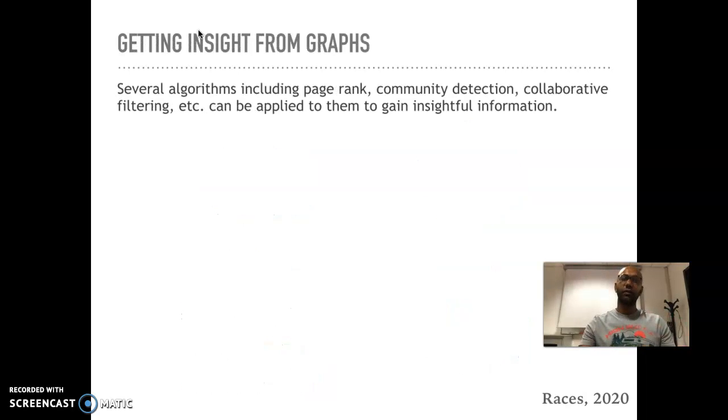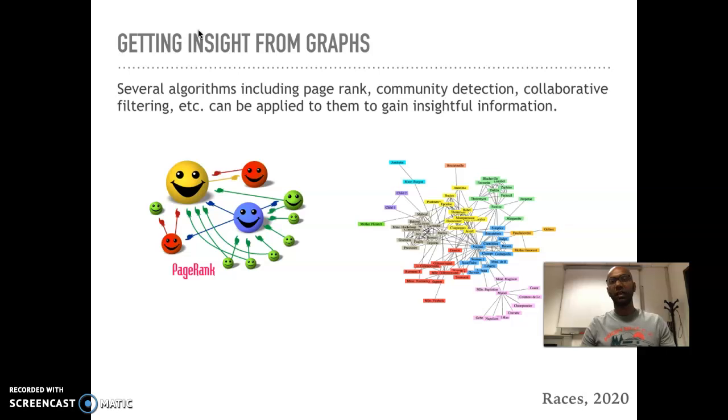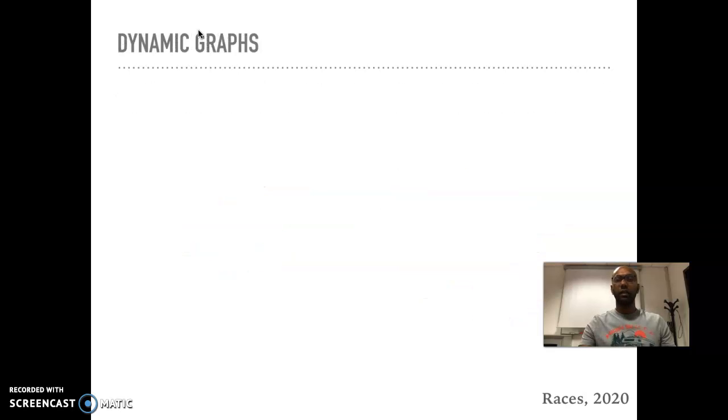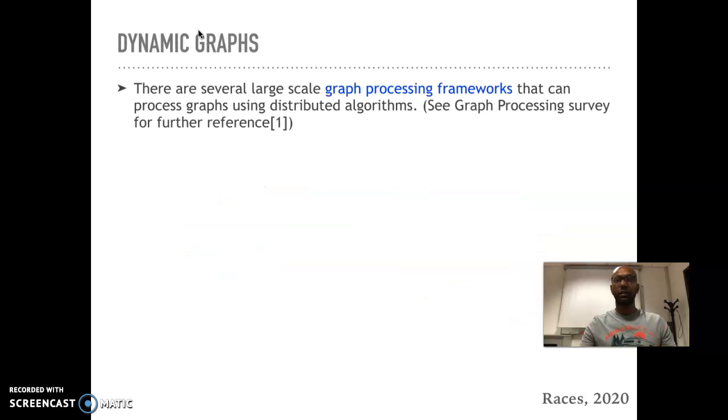We apply different algorithms on these large-scale graphs, and these algorithms reveal important inside information from these graphs. Typical examples can be community detection, page rank, collaborative filtering, and so on. There are a large number of frameworks which allow applying these algorithms on large-scale graphs, and most of them are distributed algorithms. So these frameworks divide or partition the graph onto multiple systems across the network, and then they apply these distributed algorithms to compute different algorithms on these large-scale graphs.